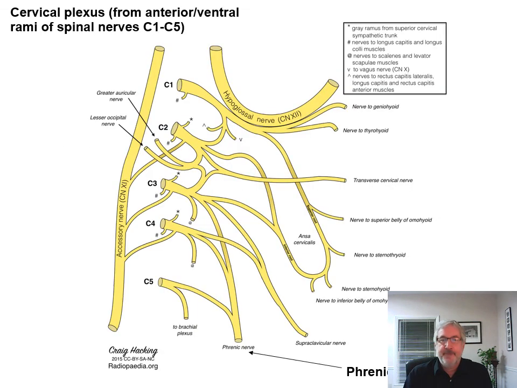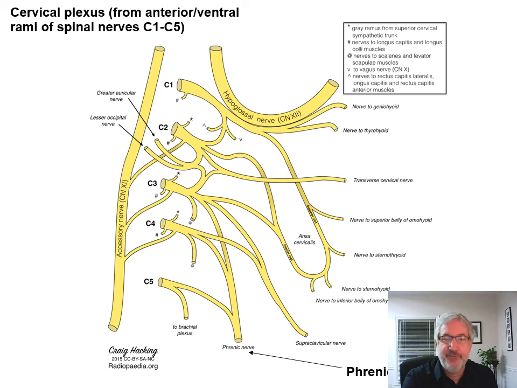All right, next slide. So look at the cervical plexus. Here's what it actually looks like close up. You have the nerves coming out here, C1, C2, C3, C4, and C5. And you see the branches. Here's a branch of C3. Here's a branch of C4. They come together and they travel down to C5.